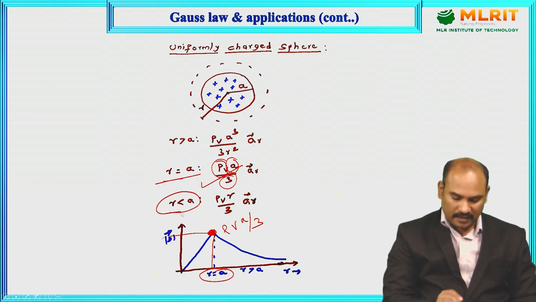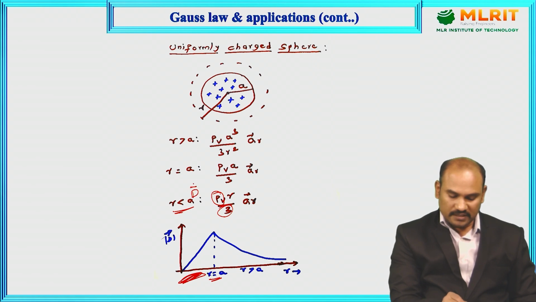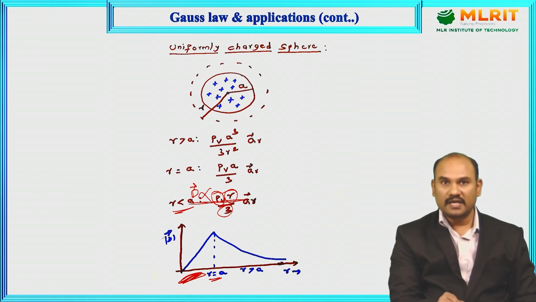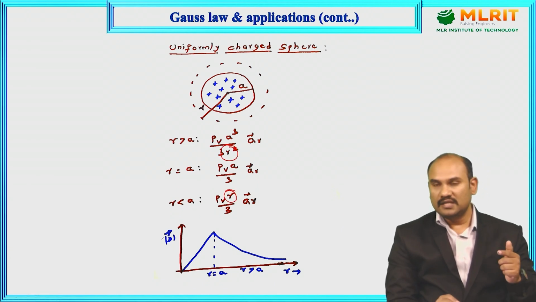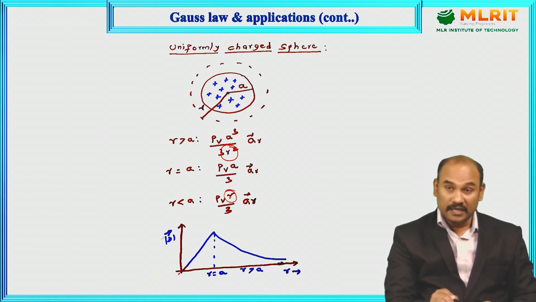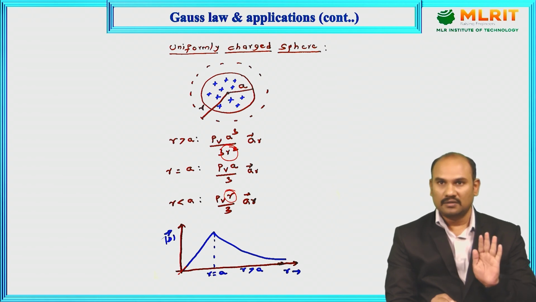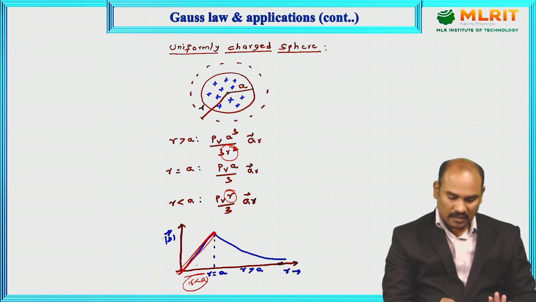Next, for R less than A. This is R equal to A, and this region is called R less than A. For R less than A, what do you find here? Rho V constant, 3 constant. So flux density is directly proportional to R. D bar is directly proportional to R. Earlier R was in the denominator; here R is in the numerator. It means as distance R increases, D increases. That's why you find it linear, because it is not R square or R cube, it is R. So it is a linear relationship. That's the reason flux density is linearly increasing with increase in distance for R less than A. This is the R less than A region.